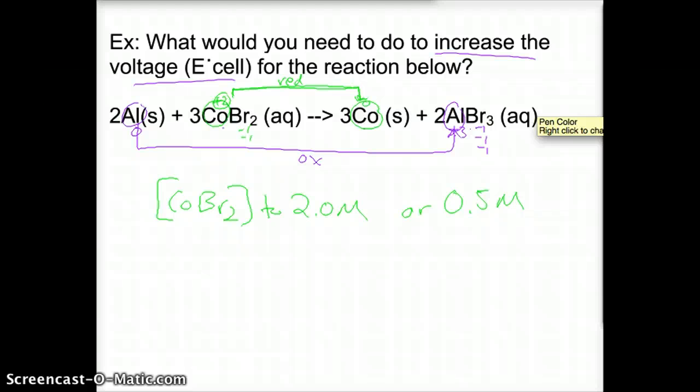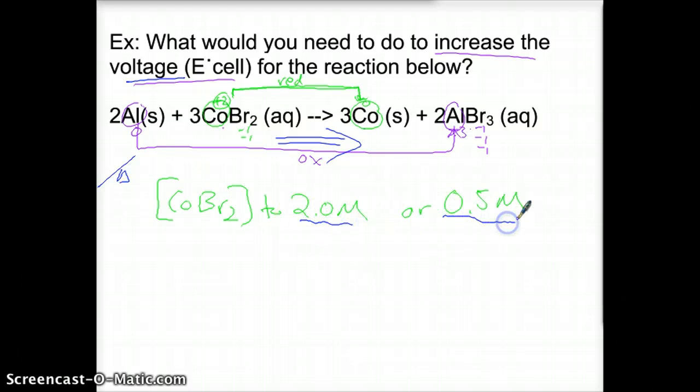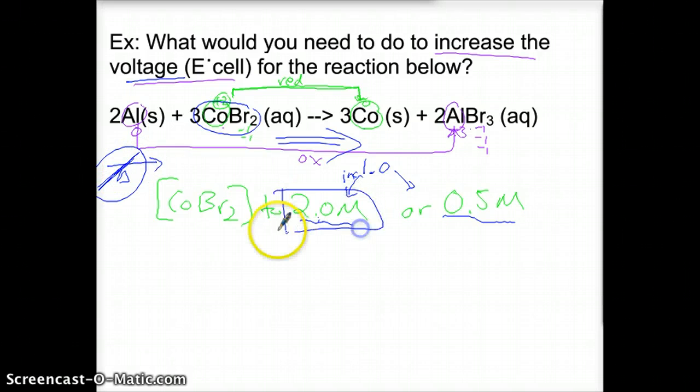Well, since we want the voltage to increase, we essentially need whatever is getting reduced, more of it to get reduced. So we want the reaction to shift to the right. So we want my seesaw to look like this. So we've got to think about which one of these options would make my seesaw look like this. Well, clearly, increasing the concentration. Remember, we're always comparing it to 1.0. So increasing the concentration, I'm going to have more cobalt bromide, make this seesaw need to shift to the right, so this would cause the voltage to increase.